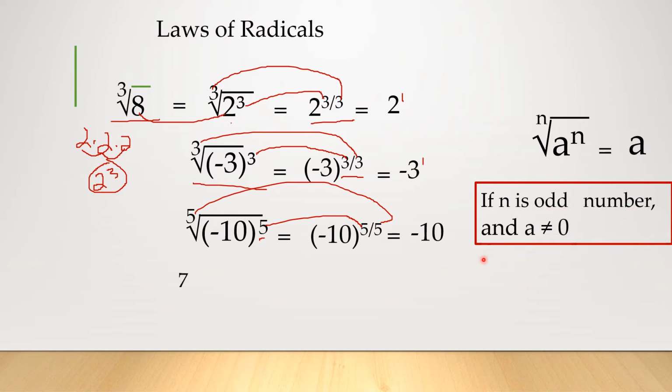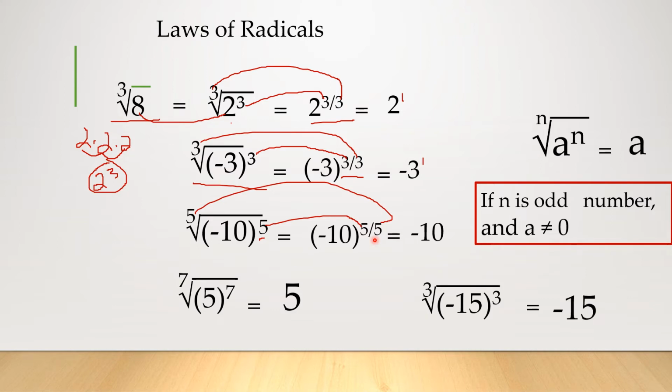Okay? So let's have an example. I have the 7th root of 5 raised to 7. Now, I'm not going to do it like this anymore. I can simply write my answer as 5. It's easy, right? If I have the cube root of negative 15 raised to the third power, the answer is simply negative 15. That's how convenient the laws of radicals are. This is just the first law, or law number 1. There's more to go.